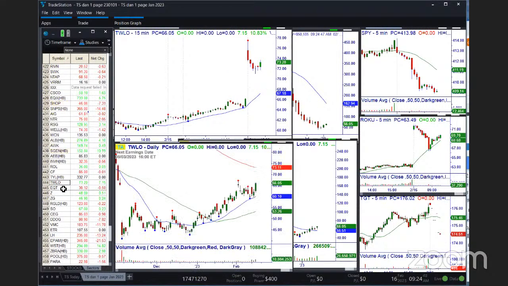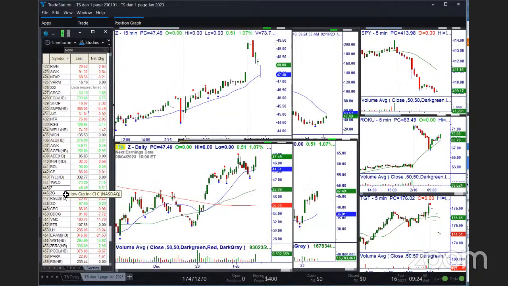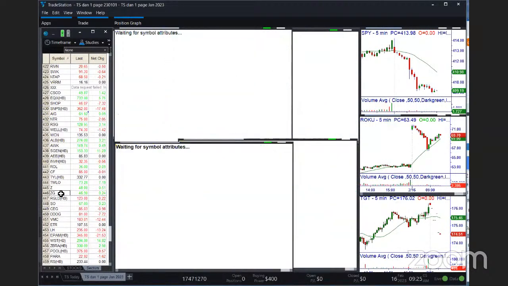Twilio, we know about. I did the mixed puts. EQT is just on a steady downtrend. Z and ZG. These are both nice. Let's see which one's better. ZG.